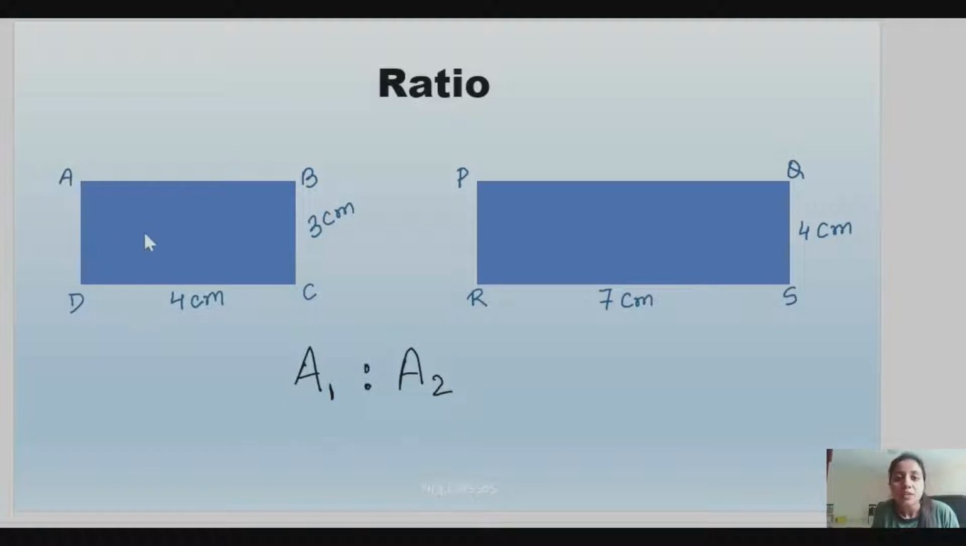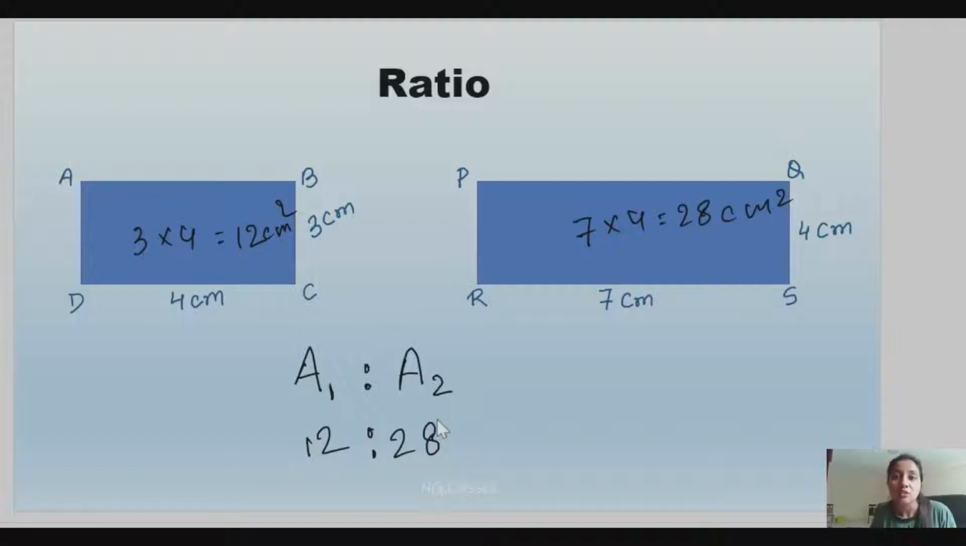Now what will be area of the rectangle ABCD? It will be 3 times 4, right? Which means 12 centimeter square. And what will be the area of the rectangle PQRS? It will be 7 times 4. That means 28 centimeter square. So area of the rectangle 1 is to area of rectangle 2 will be 12 is to 28. Now the way we do the cancellation in fraction, same way we will do cancellation over here. So our answer will be 3:7.